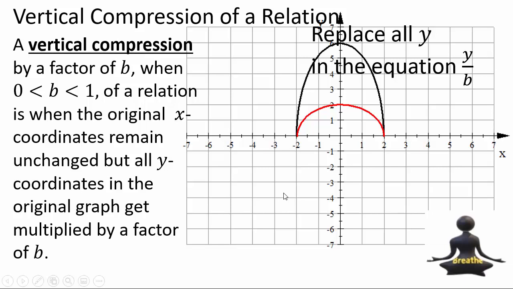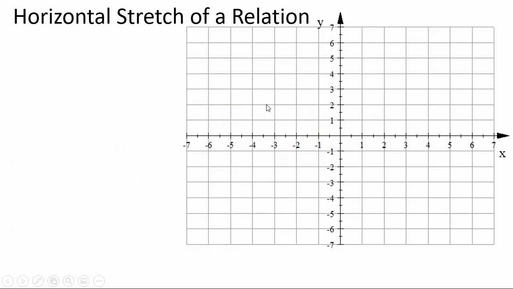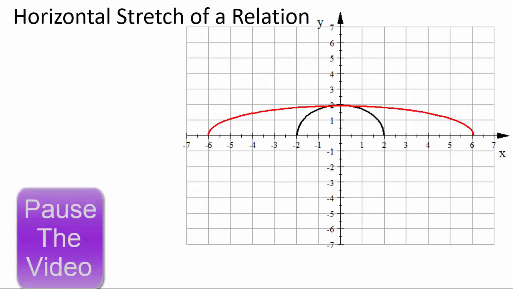That's what that is. So here's another example. If you multiply all the y coordinates by, say, 1/3, you would get a vertical compression. Horizontal stretch. So here's a graph, and if I multiply or divide by numbers, look what happens. In this case, what are we doing? Why don't you pause the video and see what would produce this?